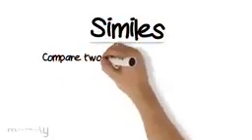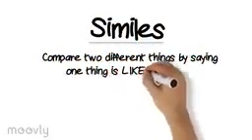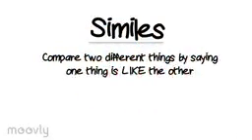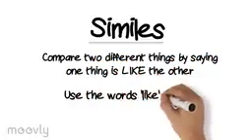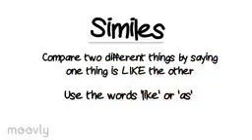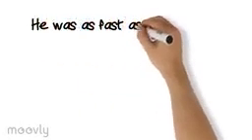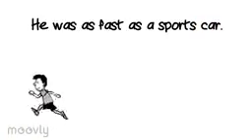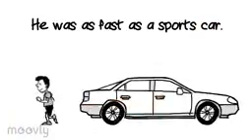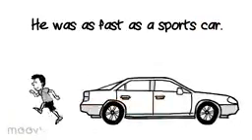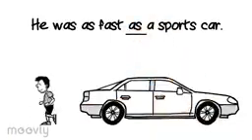Similes compare two different things by saying one thing is like the other. This is done by using the words like or as. For example, he was as fast as a sports car. Here, we don't need to explain that he's really fast, because we picture a sports car which we know is really fast. Note the use of the word as in this simile.